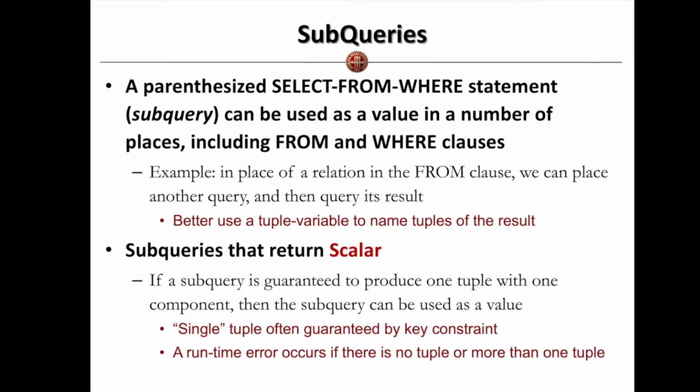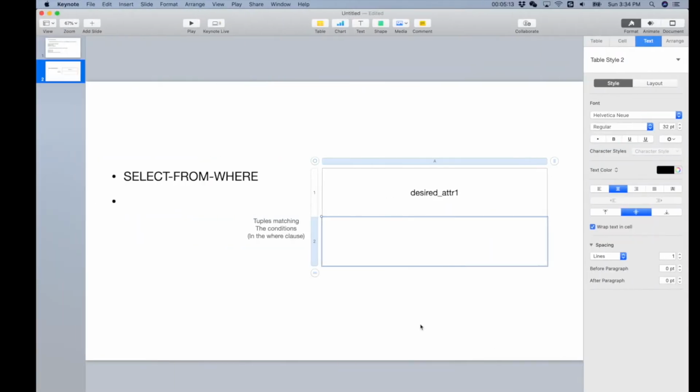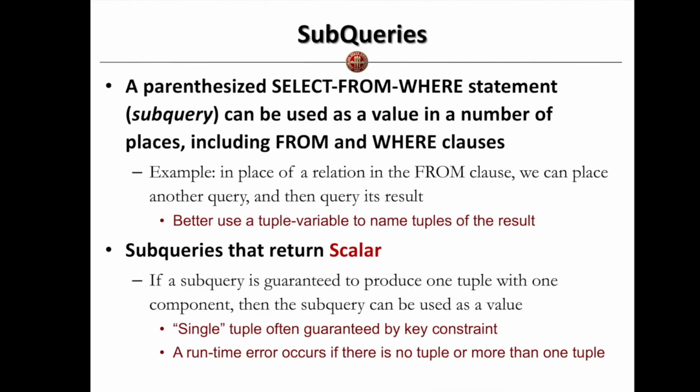If you plan to use this subquery as a scalar, please be careful because a run-time error may occur if there is no tuple or more than one tuple. If the return result has multiple tuples, multiple rows, then we cannot use it as a value. If the return result has no rows at all, then this table will be empty, and we cannot use it as a value either. So please be careful if we use a subquery as a scalar. So this is about subquery, and we'll provide you with an example of how to use a subquery to help us.